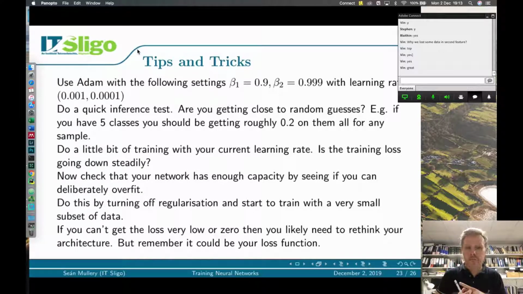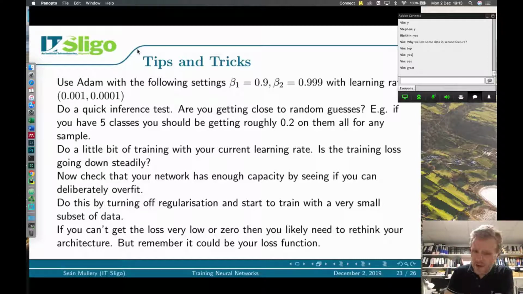Now, obviously, if you've included some regularization, you need to turn it off by setting your lambda value to 0 before you try to overfit. Otherwise you might find that it's not able to overfit to the data, but that's because you've set regularization to some level and the regularization is doing its job. When you go to do your main training, you want to switch that regularization back on again.